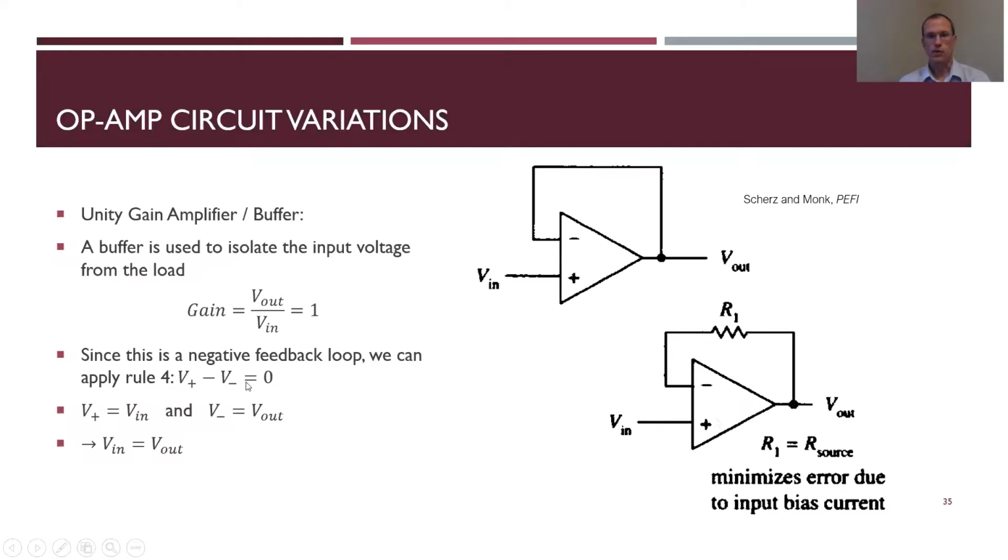And then the voltage difference being 0 means that V minus is the same thing, but V minus is hooked up to V out, as we can see, especially in this one up here. So my voltage at V minus is exactly V out. Because of rule 4, V plus is V in, V minus is V out, V in equals V out, or a gain of 1. So no amplification for that one.